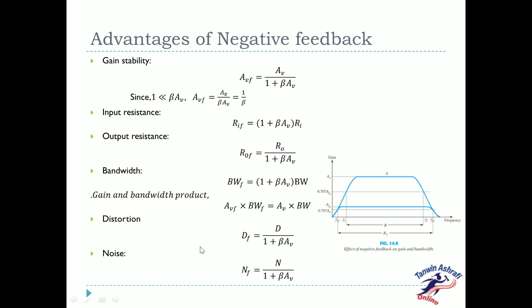Distortion. Now consider an amplifier with open-loop voltage gain, that is, without feedback. Its distortion is known as D. By introducing negative feedback, this distortion will reduce by a factor of 1 plus beta times AV.